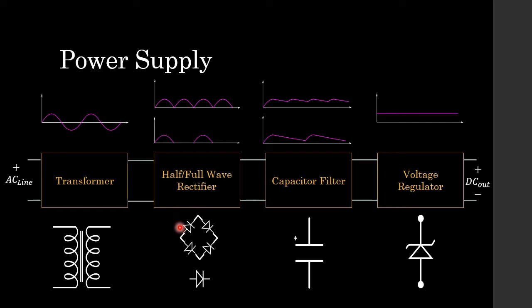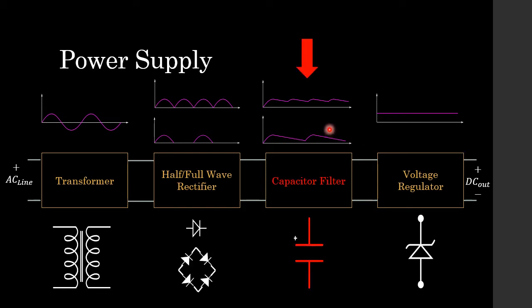Here we have the full wave bridge rectifier and we have the half wave rectifier circuit. We also have the full wave rectifier circuit with the center tap transformer. And we see that we take our AC signal from our transformer and we rectify it to get this output waveform from our rectifier. And then after the rectifier circuit, we move on to the capacitor filter, which is basically a smoothing capacitor, and that has some sort of a ripple voltage, which we will learn about in the lecture today. And finally, in the next lecture, we'll be going through the voltage regulator.